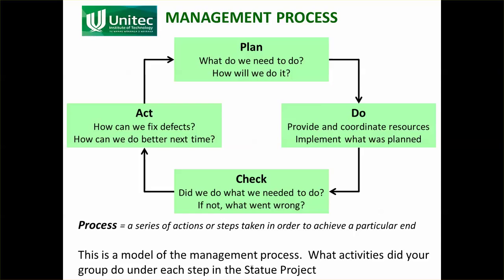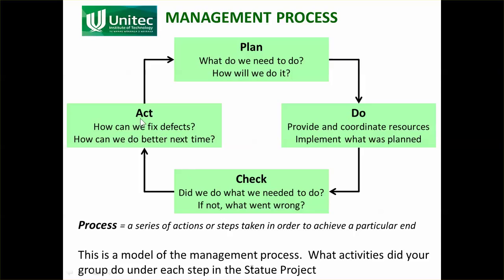So you'll recall that we had four components: planning, so figuring out what do we need to achieve, how are we going to achieve it, what resources do we need, when do we need them, how are we going to get them, all that sort of business. Do is implementing that project plan, coordinating the resources, and basically doing the job. Check is making sure we're achieving the objectives that we want to achieve, and if we're not, what went wrong.